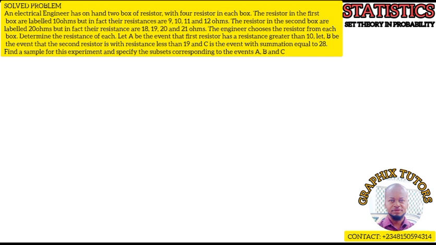The engineer chooses a resistor from each box and determines the resistances of each. Let A be the event that the first resistor has a resistance greater than 10. Let B be the event that the second resistor has a resistance less than 19, and C is the event that the summation is equal to 28. Find the sample space for this experiment and specify the subsets corresponding to events A, B, C.